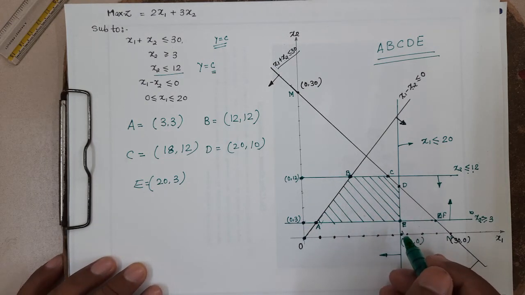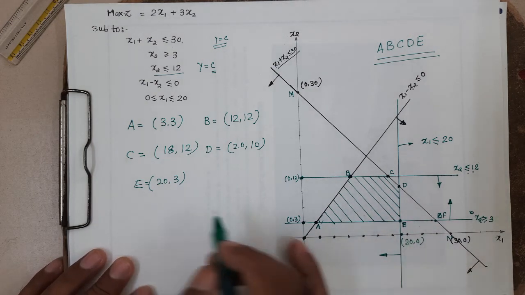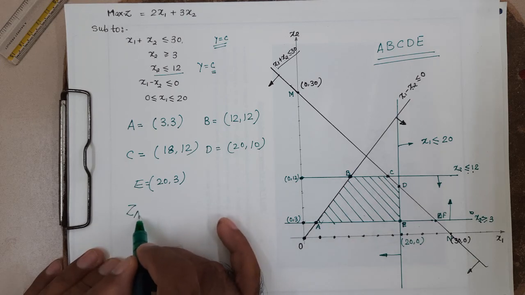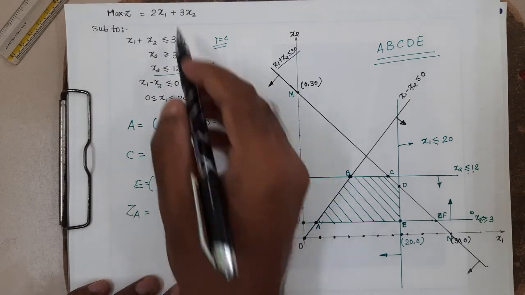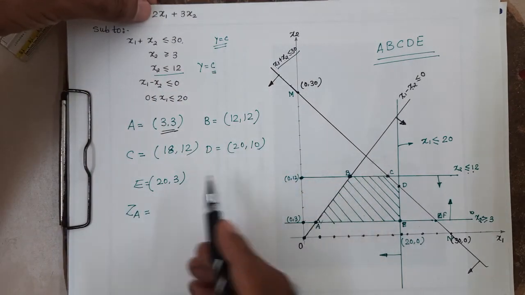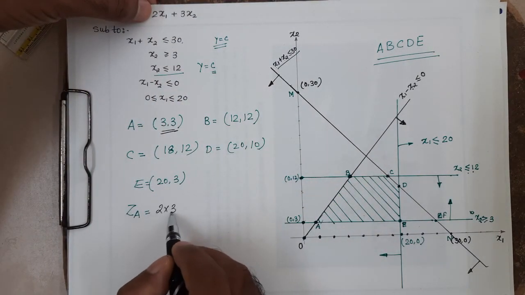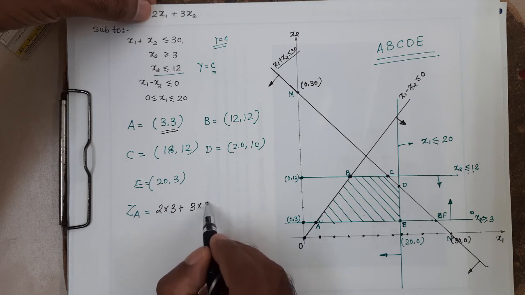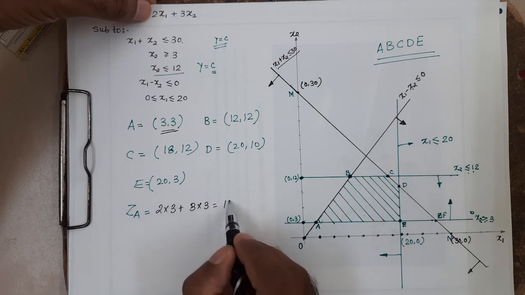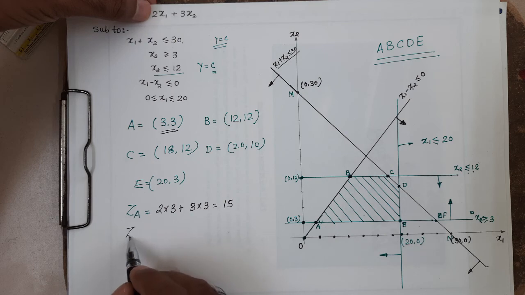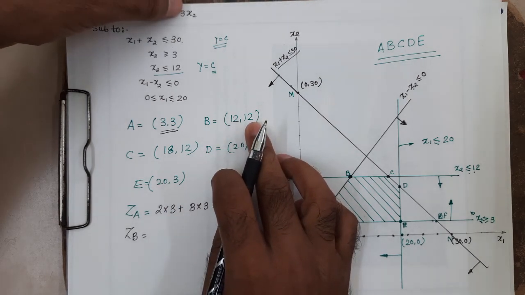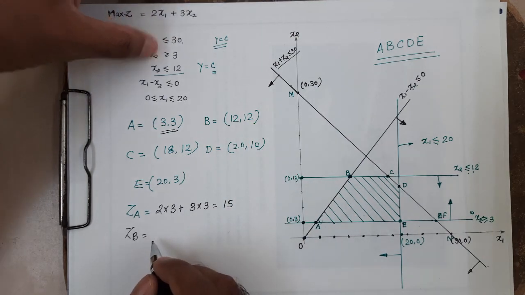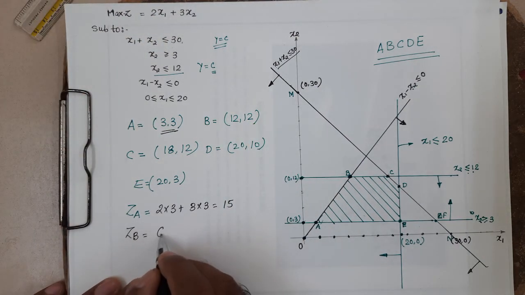Now let us find one by one what is Z max. So if I find ZA, that means put 3,3 here. So 2 3s are 6 plus 3 3s are 9, so 15. Similarly ZB, 12 2s are 24 and 12 3s are 36. 24 and 36 will be your 60.